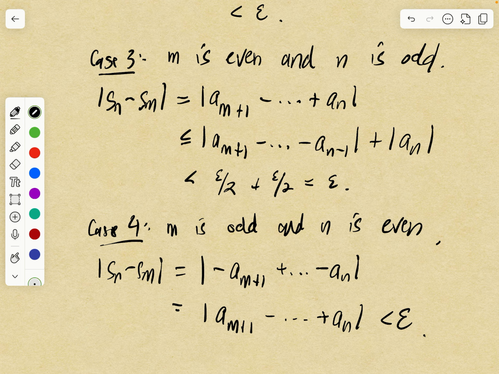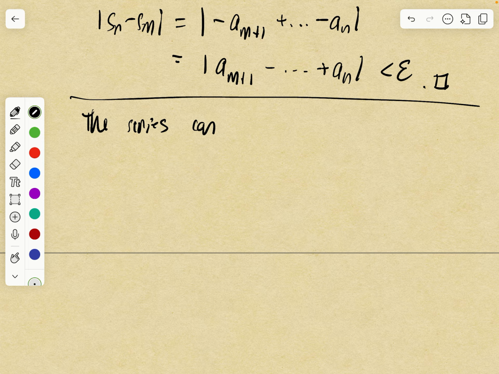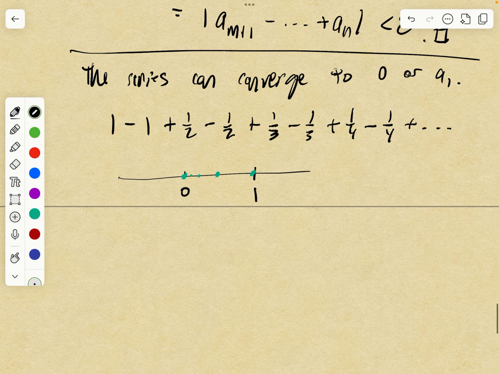Okay. And then the other thing I just want to mention is it's possible for the series to converge to A1, and it's possible for the series to converge to 0. So we're done with the proof. The series can converge to 0 because you can have something like 1 minus 1 plus a half minus a half plus a third minus a third plus a fourth minus a fourth and so on. So what's going on here is that you start at 1, and then you go to 0, and then it's a half, and then 0, and a third, and 0, and a fourth, and 0, etc. And that series converges to 0, right?